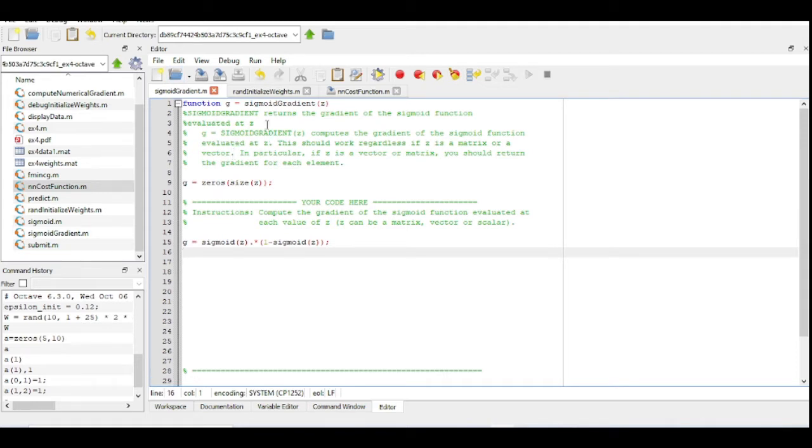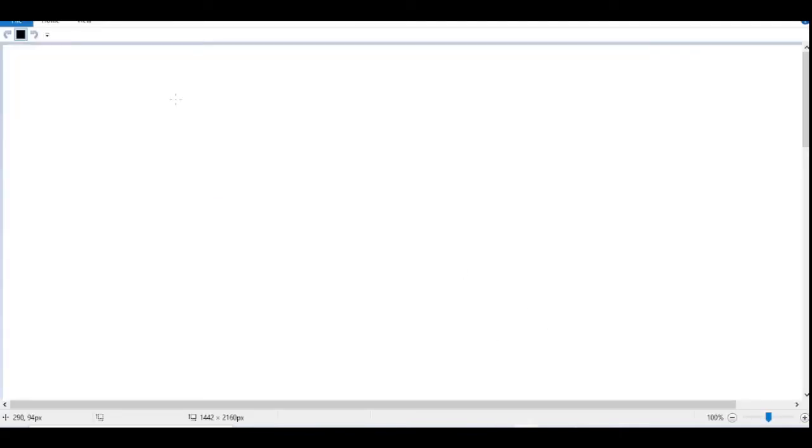Here, g is nothing but the differentiation, or you can say the partial differentiation, of the sigmoid function. So this function is going to return the partial differentiation of the sigmoid function. If I can show you here, this is the sigmoid function which we know: 1 divided by 1 plus e power minus z. Now we want to do the partial differentiation of this g of z with respect to z.